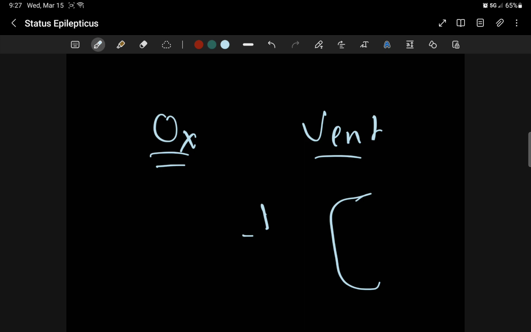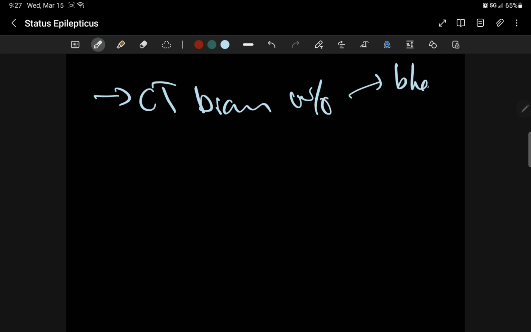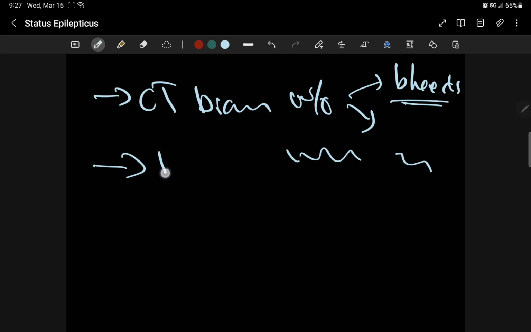Afterwards, after the seizure is controlled, you need to go through your labs and your imaging that we discussed before. Basically, does that patient need a CT brain without contrast to check for bleeds, hemorrhagic strokes, or signs of an infection? Then you will need contrast for that. Or does this patient need further imaging later, like an MRI the next day or the same day, based on their neurology recommendations?